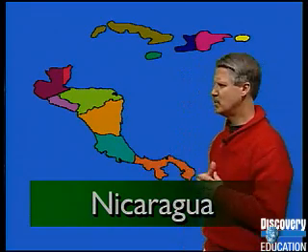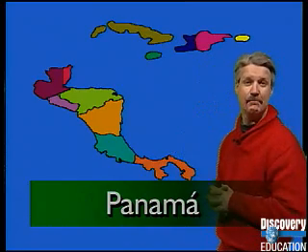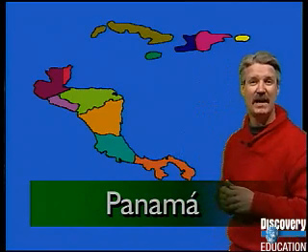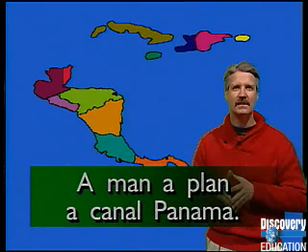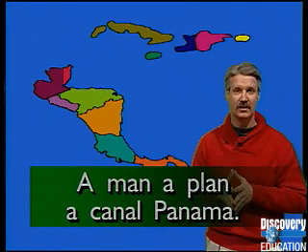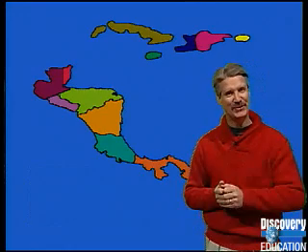Then down here, this one is called Costa Rica. Costa Rica, which means coast rich, or the rich coast. And finally, this last one down here is called Panama. You see the accent there, Panama. Now, I know a really neat palindrome about Panama. It goes like this: a man, a plan, a canal. Panama. So you can read it forwards, or if you start at the end and read it backwards, it says the exact same thing, a palindrome.